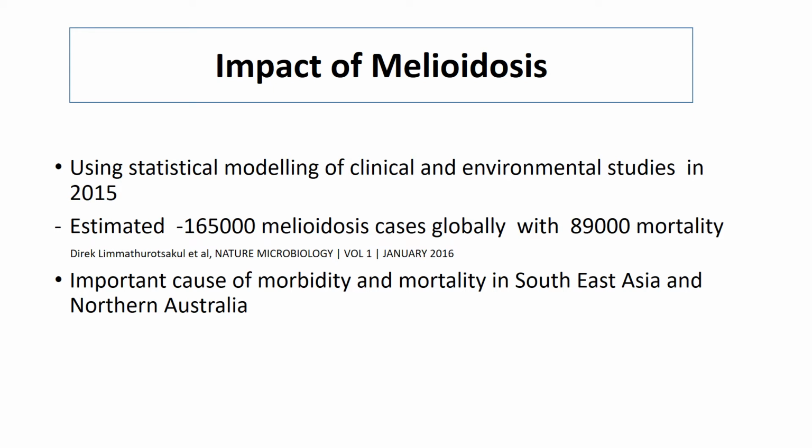Let's look at the impact of melioidosis globally. In 2015, Limmathurotsakul et al. did statistical modeling of clinical and environmental studies, and they estimated that there were 165,000 melioidosis cases globally with 89,000 mortalities. These are really huge numbers. It's also very important to recognize that one of the leading causes of morbidity and mortality in Southeast Asia and Northern Australia is melioidosis.